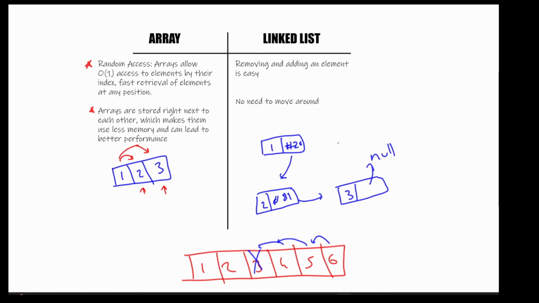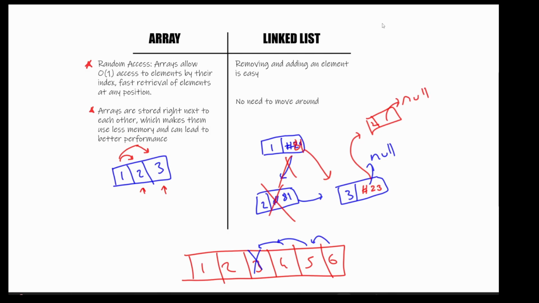But in a linked list, let's say that you're removing 2 here, all you have to do is change this 20 to 81, and now this one points to that. We don't have these. Or if you wanted to add something, you would just add the new location, 23, and it would point to 23, and that would have your new place, and that would point to null. So you don't need to actually move things around.